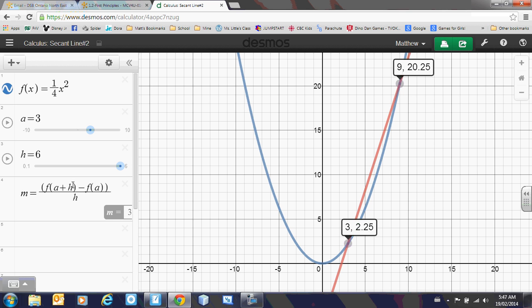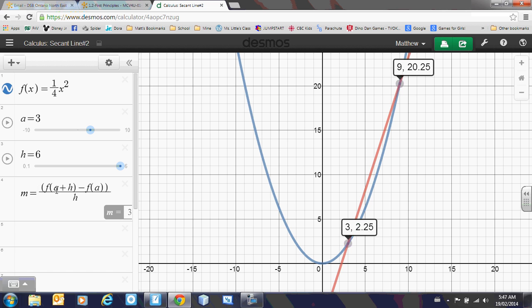The formula we see here then is doing that calculation. F at a plus h is going to be this point, the second point. F at a is this point. Sorry, it's the y values in each case, right? This is the y value of the second point, the y value of the first point, and h is defined as the run, basically. It's the difference between the x values. So the 9 minus the 3 gives us a 6, and we see here h is 6.